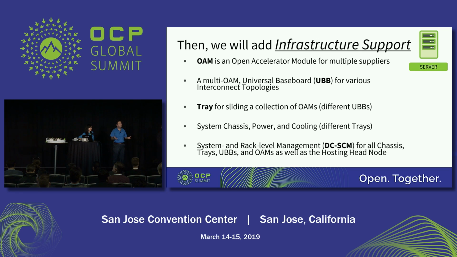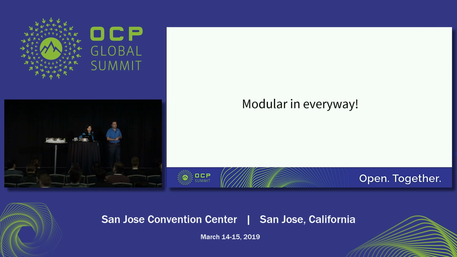Build the whole chassis so different chassis can support different trays, can support different baseboards, can support different modules, can support solutions from different companies. And of course, we need to put them all together and manage them in a secure model. So we will have, as part of the specification, a management and security framework as well. So we're trying to do everything in a modular way.